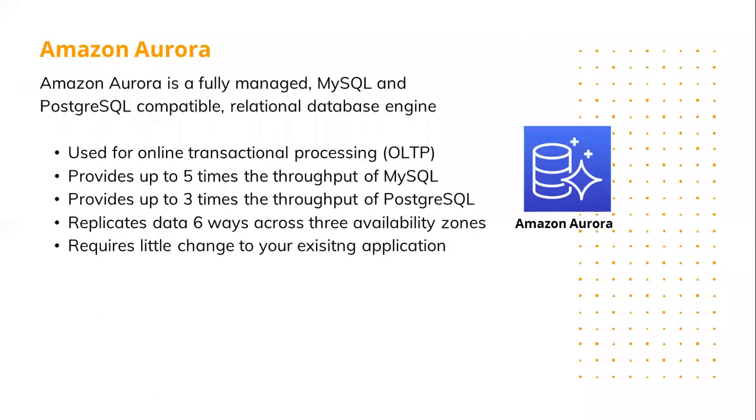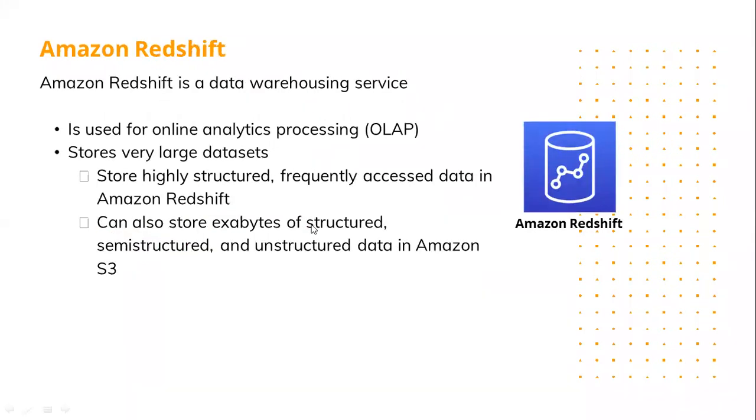We are in Aurora. As said, Aurora is basically AWS's own database. It has five times the throughput of MySQL and three times the throughput of PostgreSQL, and it replicates data in six ways across three availability zones, and of course we need to make some changes if you're going for Aurora.